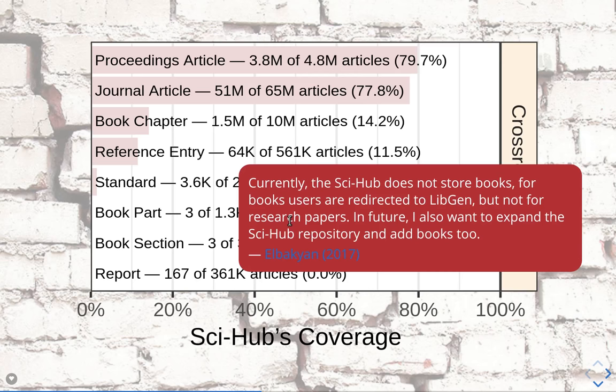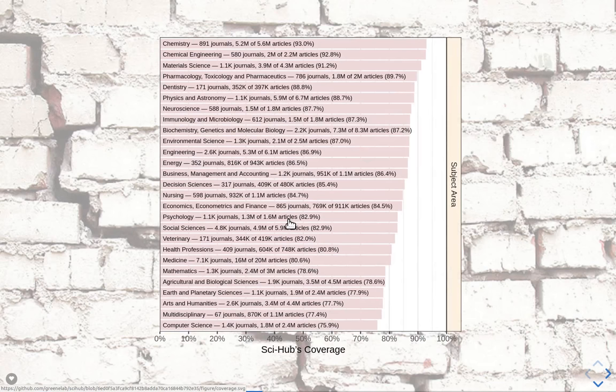Now we can look at the subject areas which are included in Sci-Hub. At the bottom was computer science, where Sci-Hub only contains 76% of the articles. And up top was chemistry and chemical engineering, which Sci-Hub had 93% of. This is interesting because people have observed that Sci-Hub is very heavily used to download chemistry articles. So while there is variation by discipline, Sci-Hub does work relatively well, it appears, for most disciplines. So it's definitely not restricted to any single discipline.